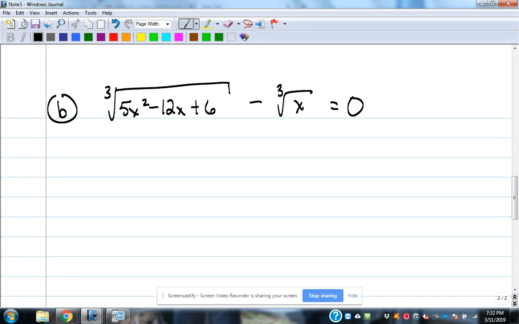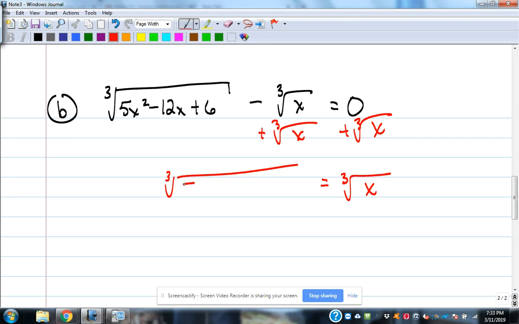I can isolate the bigger one, and then when I get rid of one of the cubed roots, what's going to happen to the other one? So if I move this little one here by addition, that's just going to give me the cubed root of x right there. And the big one over here is isolated now, 5x squared minus 12x plus 6.